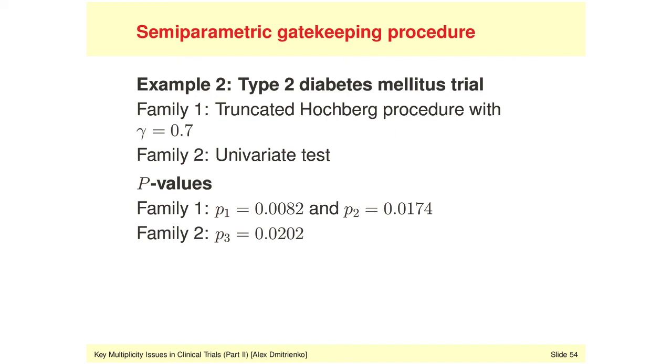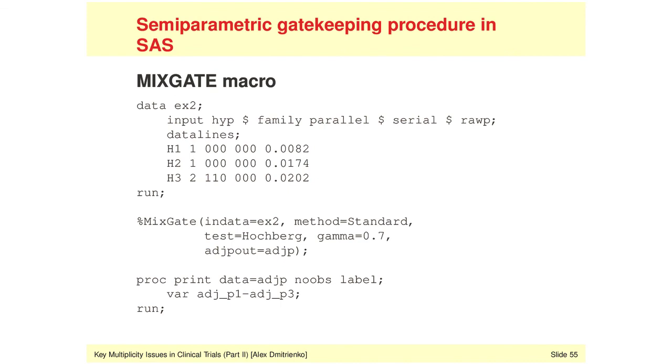The p-values that will be used in this example match the p-values that we used earlier in this module. The p-values in the primary family are given by 0.0082 and 0.0174, and in the secondary family the p-value is 0.0202. Slide 55 shows the SAS code that needs to be run to perform a multiplicity adjustment based on this parallel gatekeeping procedure. This SAS code consists of 3 separate modules.